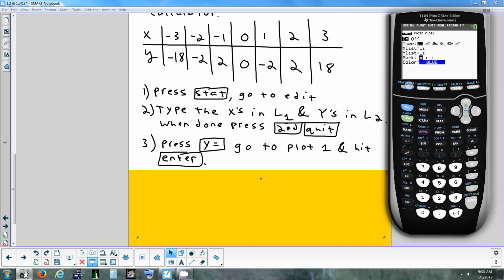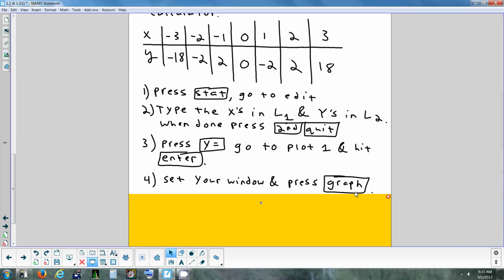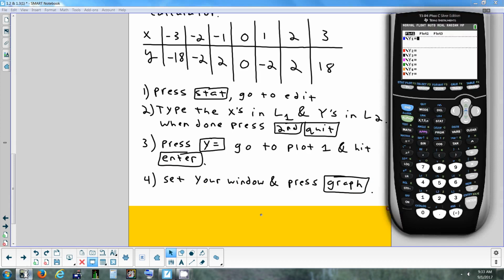All right, so I'm going to go back to Y equals. I've turned on plot 1. I'm going to get rid of anything else that's in there because I don't want to graph the square root function. And now we have to set our window. So I'm looking at my X values. I'm going to go a little beyond -3 and 3. I'm going to go -5 to 5, because I don't like it right on the edge of the screen.